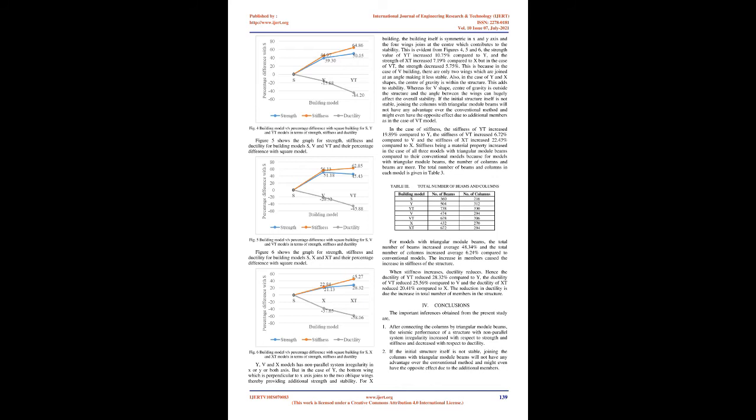This is because in the case of V building, there are only two wings which are joined at an angle, making it less stable. Also, in the case of Y and X shapes, the center of gravity is within the structure. This adds to stability. Whereas for V shape, center of gravity is outside the structure and the angle between the wings can hugely affect the overall stability. If the initial structure itself is not stable, joining the columns with triangular module beams will not have any advantage over the conventional method and might even have the opposite effect due to additional members, as in the case of VT model.